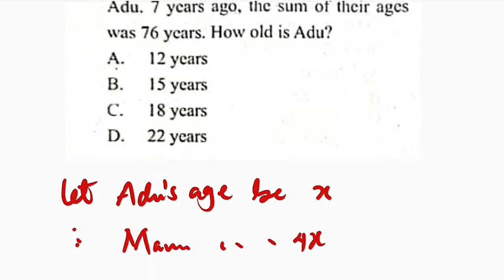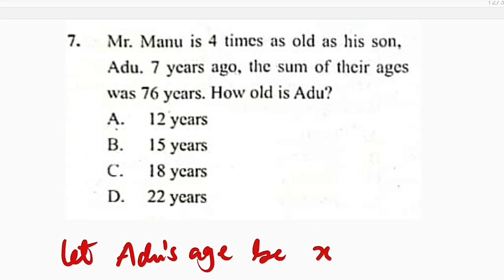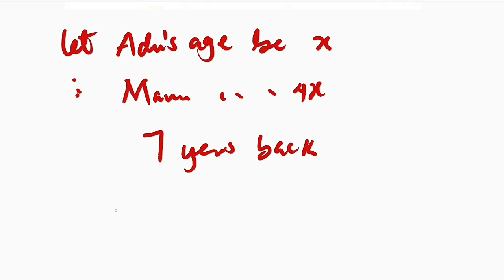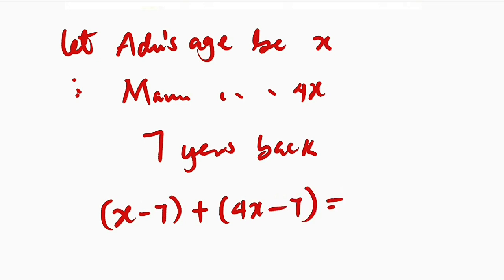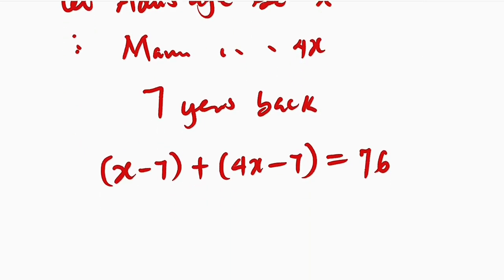And 7 years back, meaning we are going to subtract 7 from each age here. The sum of the ages was what? 76. So what are we going to do? 7 years back, the sum will be what? X minus 7. Plus, because we are taking the sum, the father's age is 4 times the son, but we have to subtract 7 as well, 7 years back. And we have the result to be what? 76.